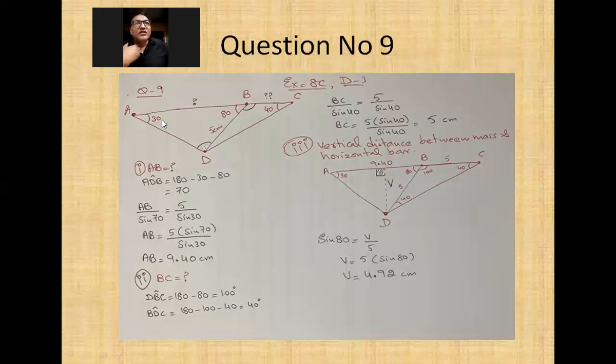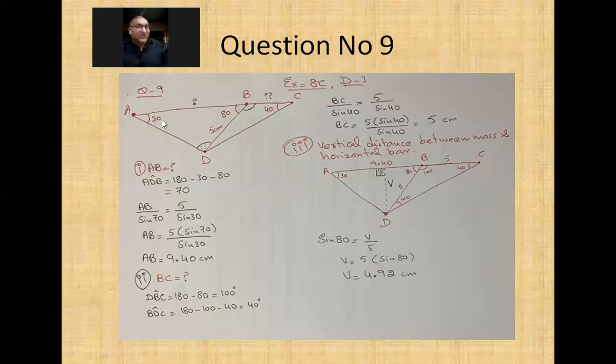So listen carefully to what you will enter into your calculator so that you get the correct answer. In your calculator, you will write 5 multiply sine 70 equals, divided by sine 30 equals, and you will get the answer 9.40 centimeter. So this is how you will find the side AB. So that was the first part of this question number 9.